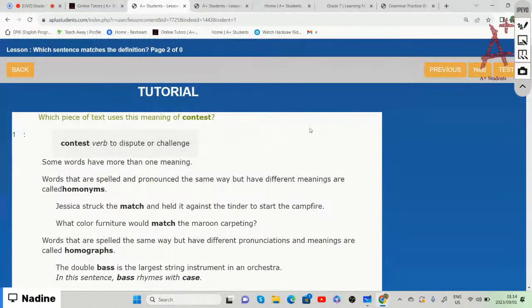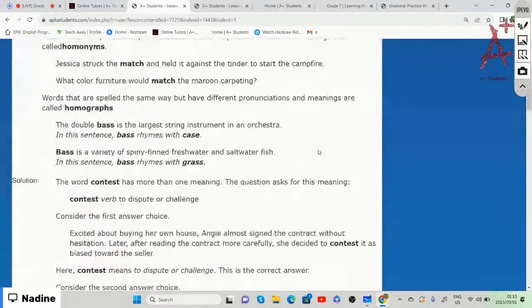All right, so contest, what is the meaning of contest? The meaning of contest is to dispute or challenge, right? Usually you dispute or challenge in court. So some words have more than one meaning. Words that are spelled and pronounced the same way but have different meanings are called homonyms, right? And we made a few examples of homonyms as well as homographs.